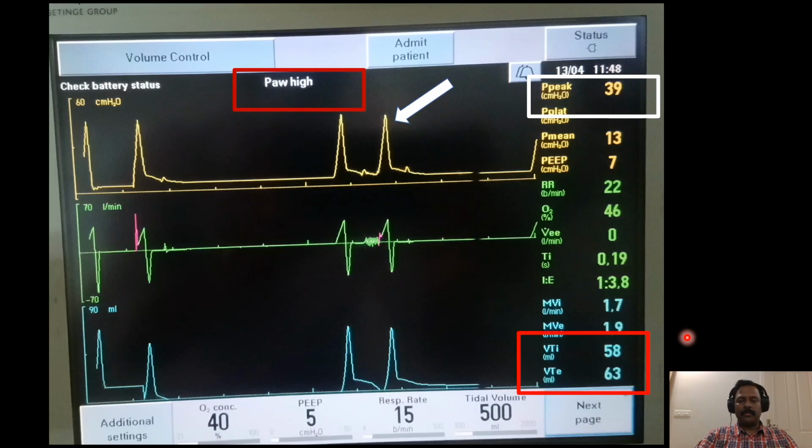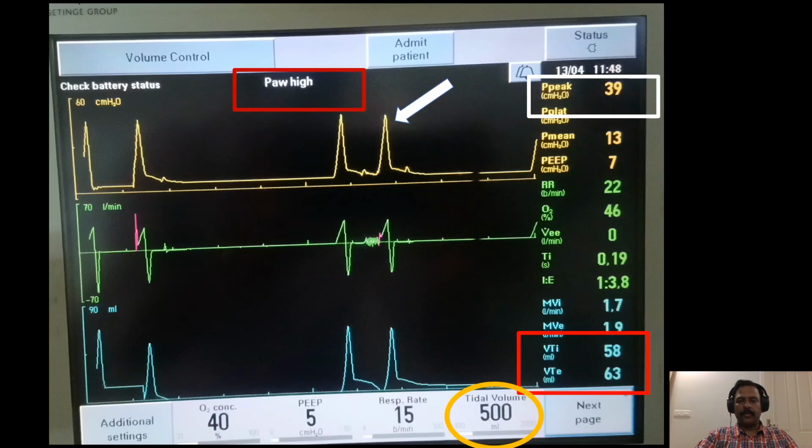So what is happening to the patient? The patient is getting an inspired tidal volume of only 58 and expired tidal volume is only 63, despite adjusting a tidal volume of 500. So this alarm says that you have adjusted a tidal volume of 500, but your peak airway pressure is so high that the patient is not getting the given tidal volume. So this patient is getting hardly 60 ml inspiration expiration. So this is going to harm your patient. And again, we will be having a reduced minute ventilation also.